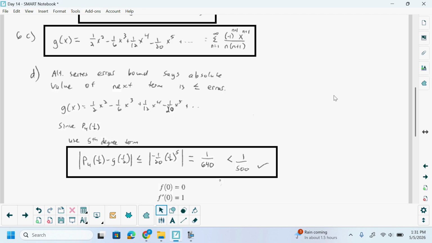For the next one, we have an alternating series error bound. They took it out to the 4th degree term. So then we would just have the absolute value of the next term, our 5th degree term for G, which was one of our terms that we had in part C. So just take the absolute value of that -1/20th. We're subbing in a half, raising to the 5th, neaten it up, and show it's less than 1 over 500. And it was 1 over 640.